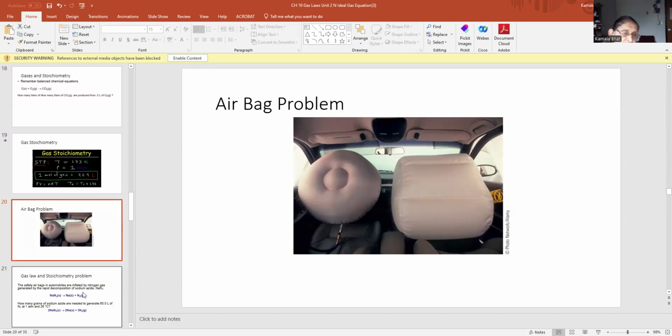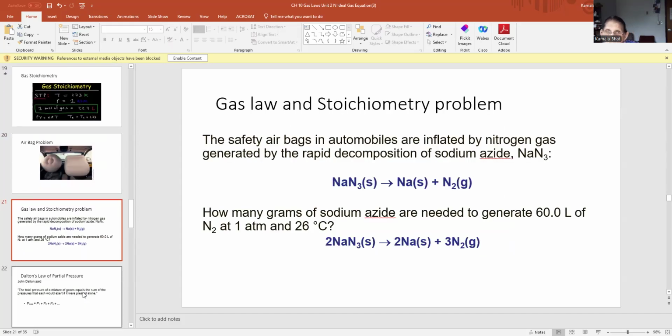If you get into a crash, the airbag opens up. And so again, this is a real life application for gas law, and it's based on stoichiometry. The safety airbags in automobiles are inflated by nitrogen gas generated by the rapid decomposition of sodium azide, NaN3. So NaN3 breaks up into sodium metal and N2 gas.